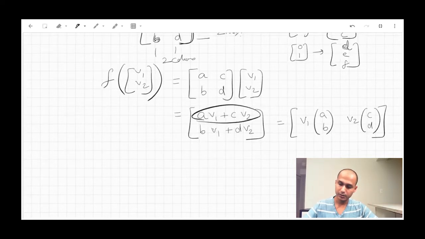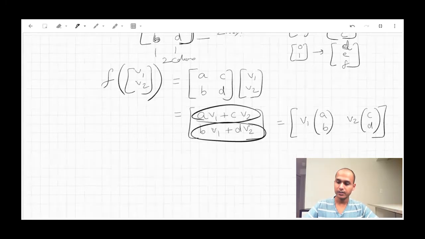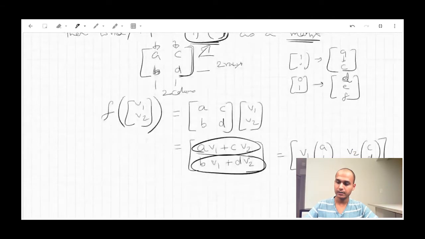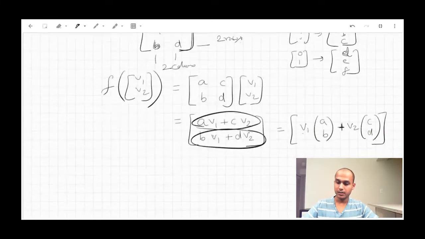This is the resultant vector whose first coordinate is going to be AV1 plus CV2, and the second coordinate is going to be BV1 plus DV2. Okay, I just wrote it. I took the B common, but just saying that the original, when (0, 1) was transformed to AB, I just multiply it with V1, and the original transform vector CD, I multiply it with V2, and then I add these two together.